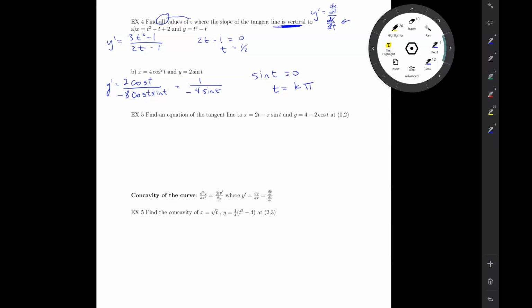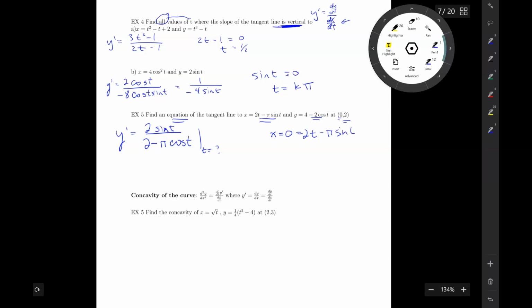All right, so let's find the equation of the tangent line. So let's practice this one more time where I'm giving you a point. So the derivative of y will give me a 2 sine of t, and the derivative of x will give me a 2, and then it'll be a minus pi cosine of t. All right, so I need to find the t value to be able to plug in, right? So that's where I got to set the x, which is equal to 0, equal to 2t minus pi sine of t, and the y is got to equal 2, and it's got to be 4 minus 2 cosine of t. So they have to both be true at the same time.